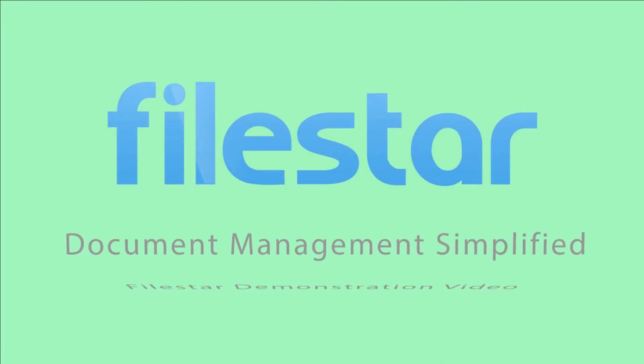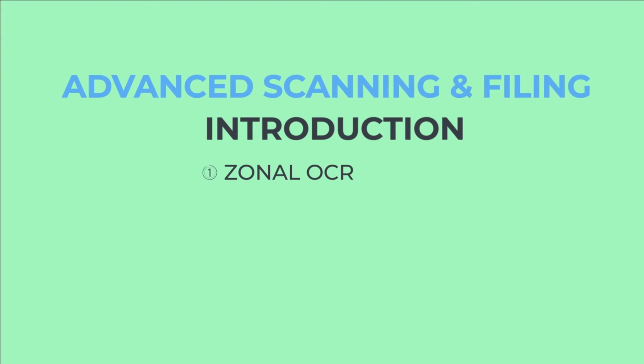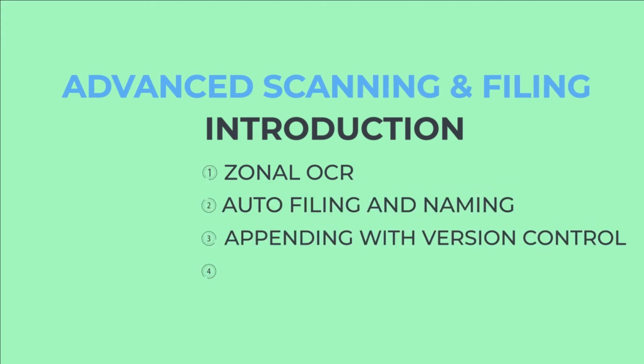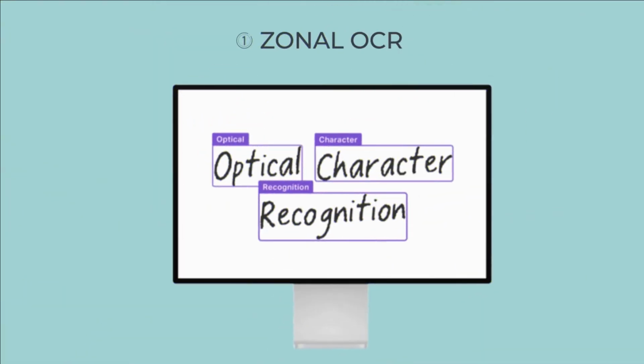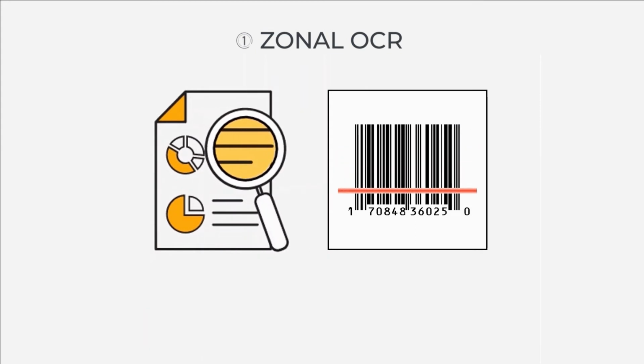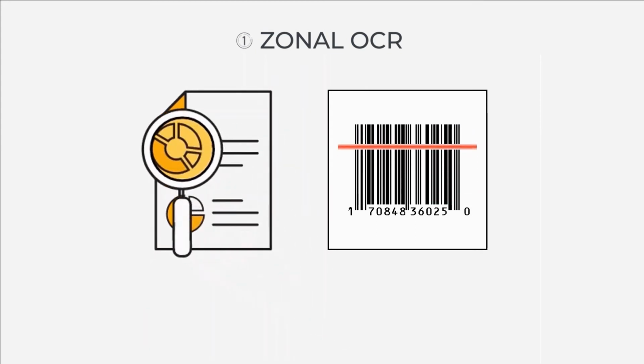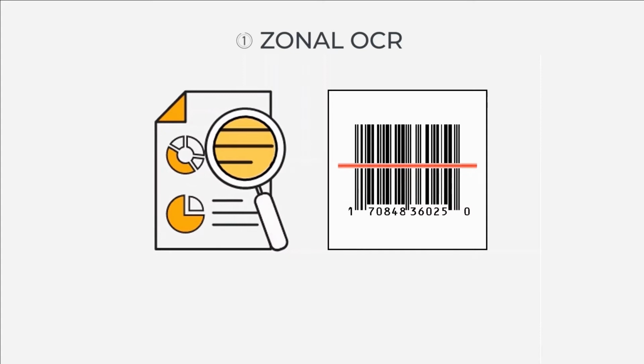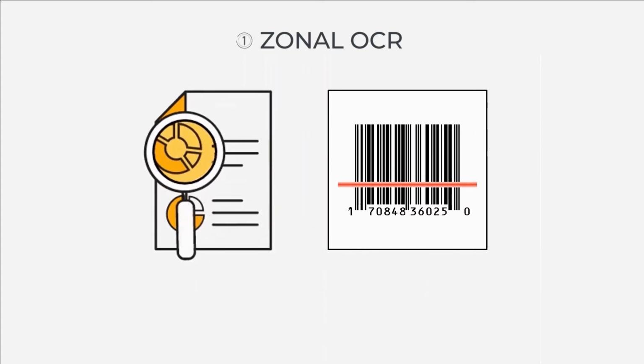The Filestar demonstration video. In this video, we'll be covering zonal OCR, auto-filing and naming, appending with version control, and emailing links. We covered simple scanning in video 1. Advanced scanning using zonal OCR, or optical character recognition, takes automation to a higher level, ideal for situations where you want to scan a document and automatically recognize barcodes or text content within it.